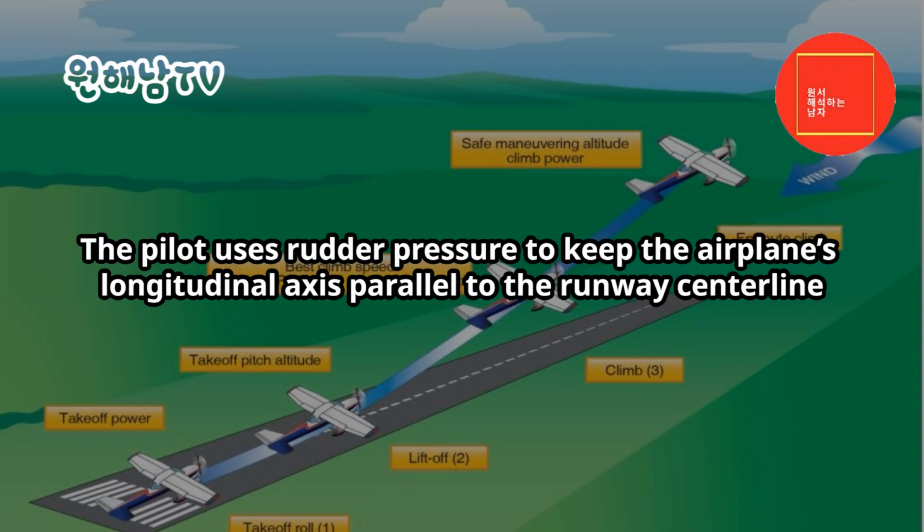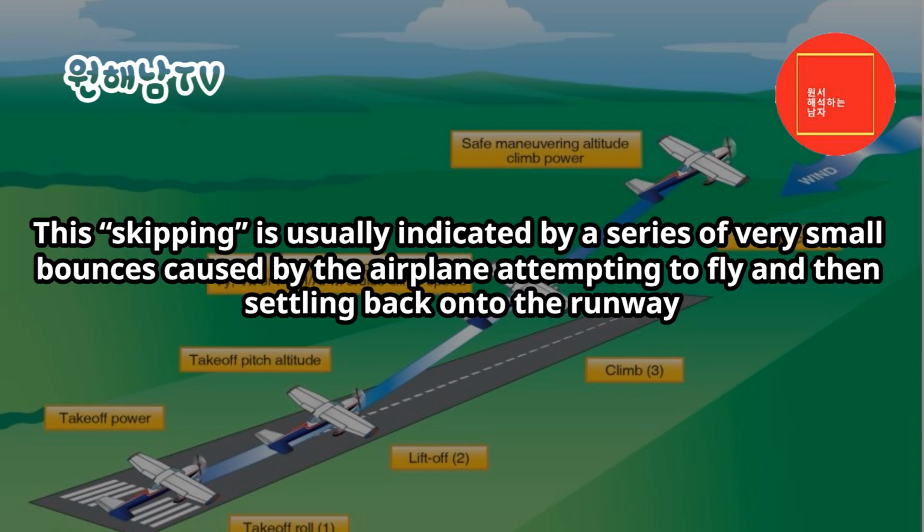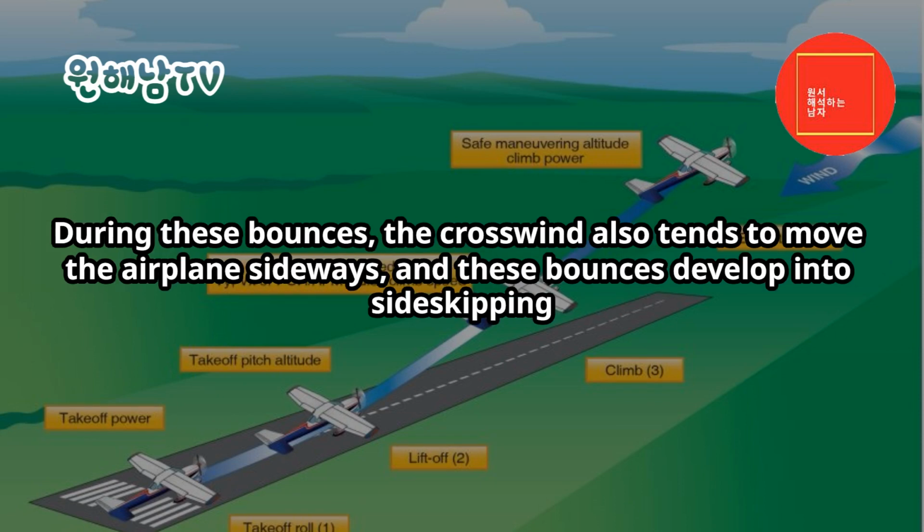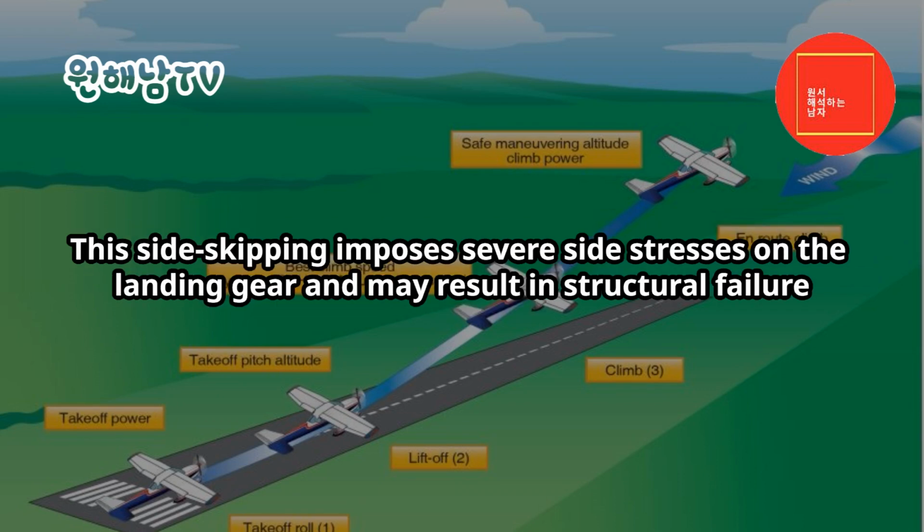The pilot uses rudder pressure to keep the airplane's longitudinal axis parallel to the runway centerline. This skipping is usually indicated by a series of very small bounces caused by the airplane attempting to fly and then settling back onto the runway. During these bounces, the crosswind also tends to move the airplane sideways, and these bounces develop into side skipping. This side skipping imposes severe side stresses on the landing gear and may result in structural failure.